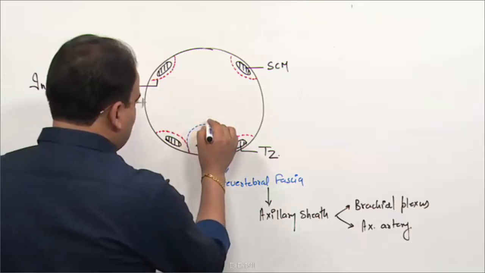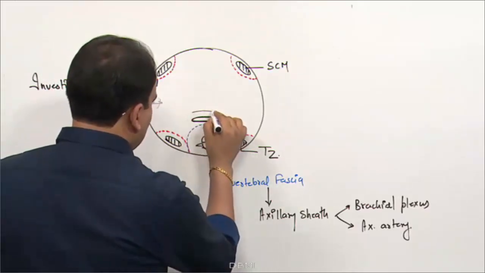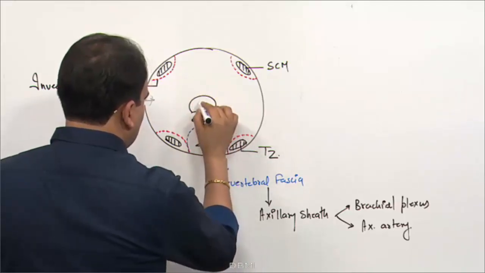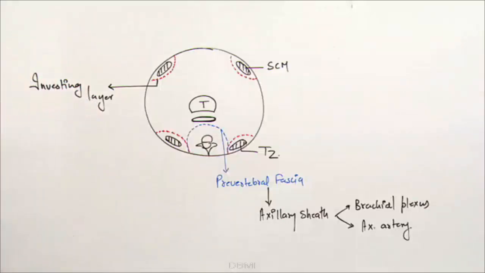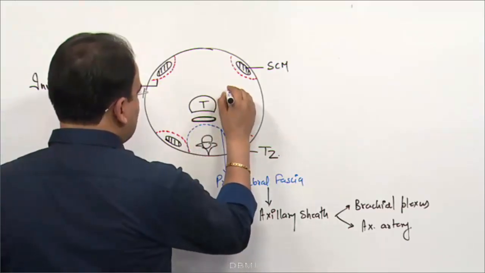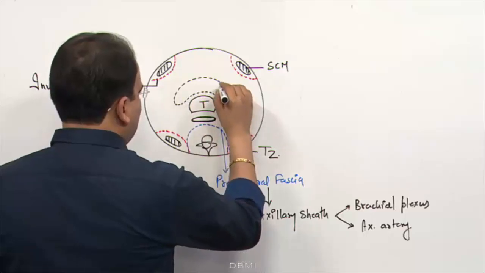Continue with this, guys. The next viscera that you will see in the transverse section, we have the esophagus here, and let's say in front of the esophagus we have the trachea. I'm just writing T here. This is the trachea. The fascia which is present in front of the trachea, the third modification, is called the pretracheal layer.